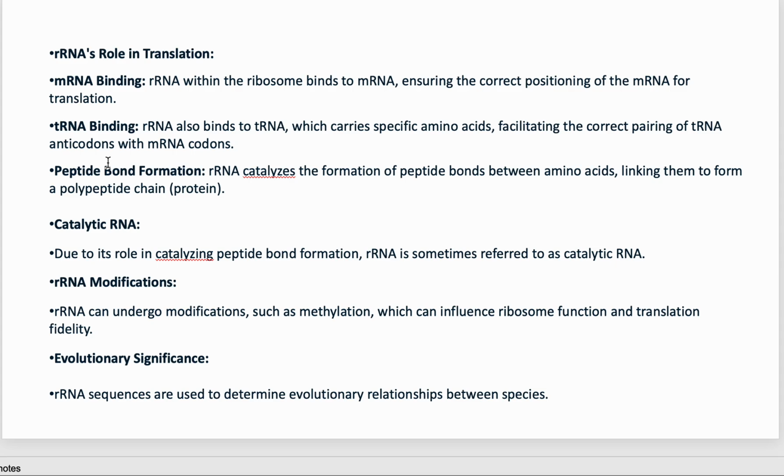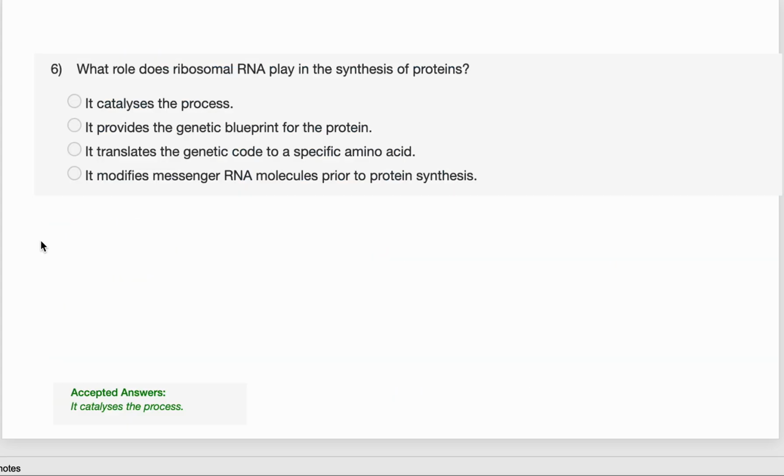And there's this interesting thing: tRNA sequences can be used to determine evolutionary relationships between species. Just remember that. So, the correct answer was one, it catalyzes the process. The second option is more correct for mRNA. The third is for tRNA. So, yeah.